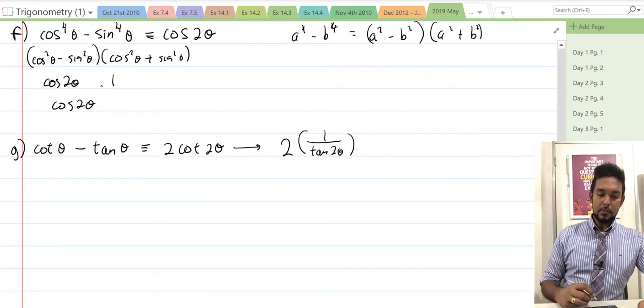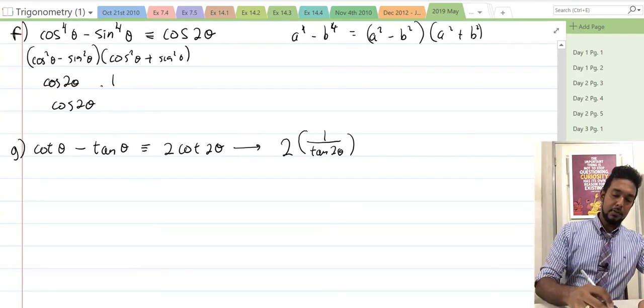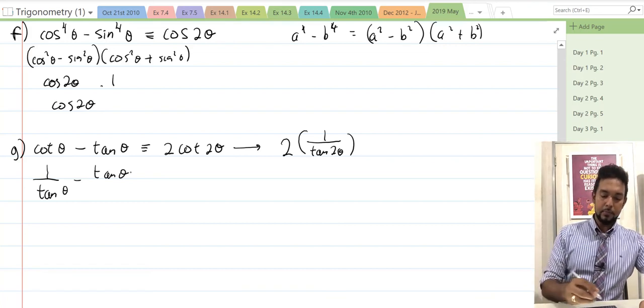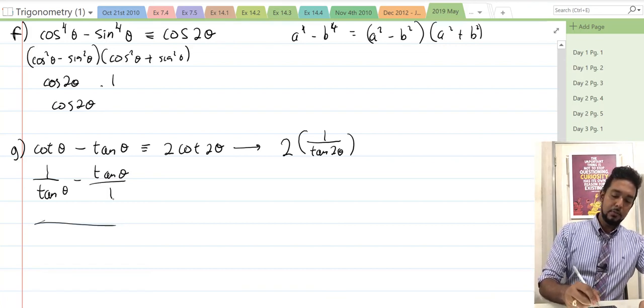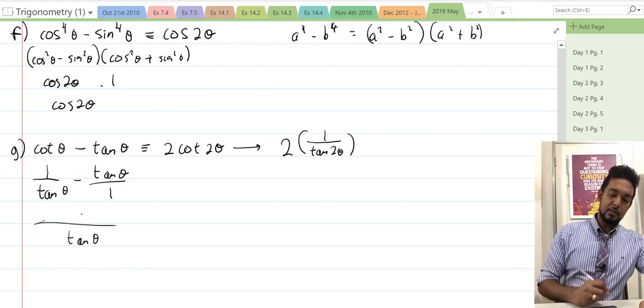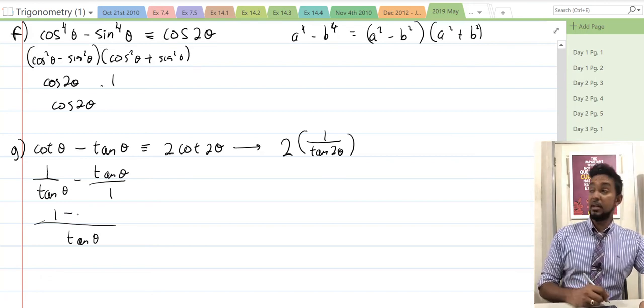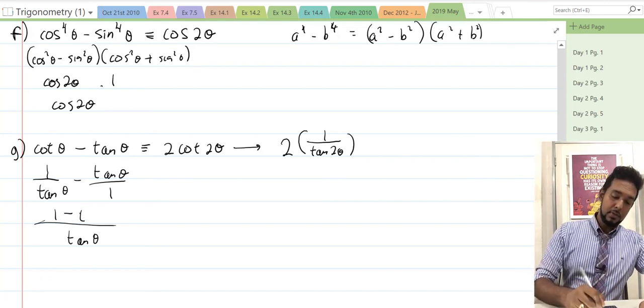Alright. So let's take a look. So we know cot theta is 1 over tan theta. And we have the minus tan theta from that. Okay? So common denominator would be tan theta. Tan theta into itself goes 1 time, but the numerator is 1. 1 into tan theta goes tan theta times. So we have tan squared theta.